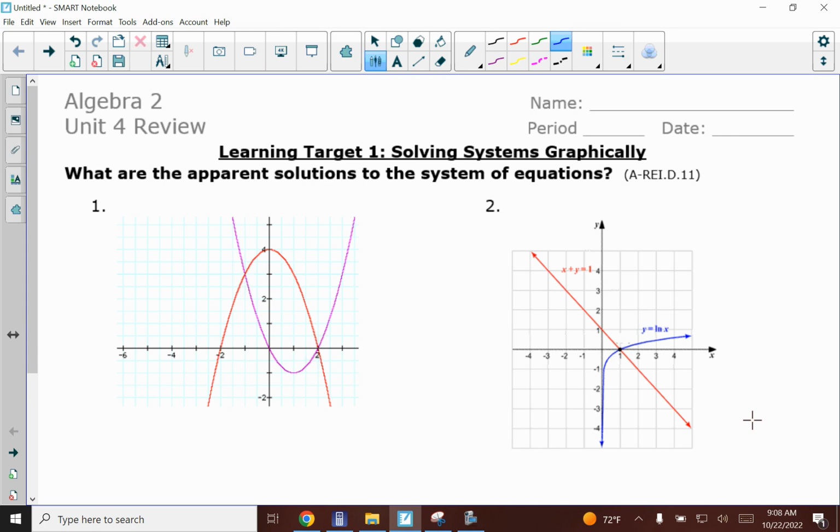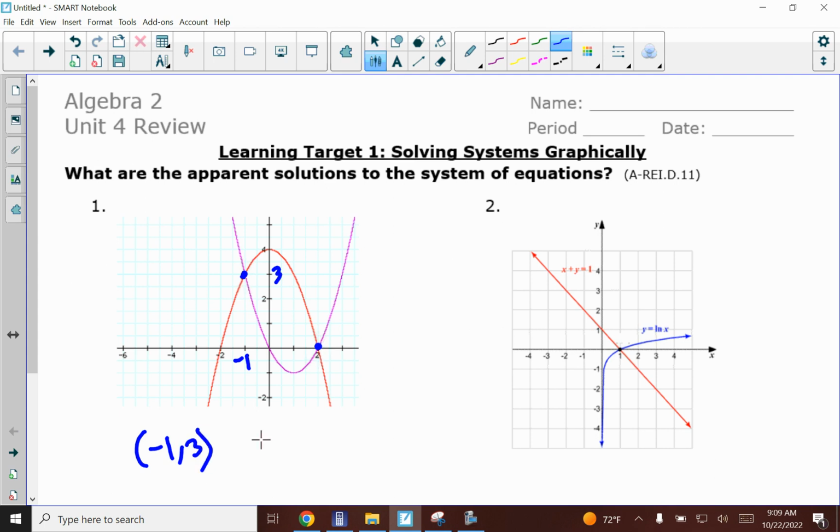So the nice thing about this section is the graphs are already done for you. When you solve a system graphically, you're just looking for where they cross, and then you write down the ordered pair for those points. So in question 1, it looks like it's crossing here and here. So the red line and the pink line are crossing. On the x-axis, this is -1, and then this right here is 3. So one of the solutions is at -1, 3.